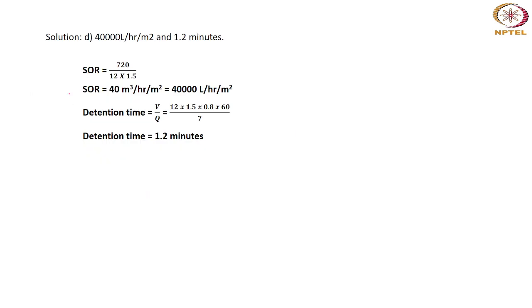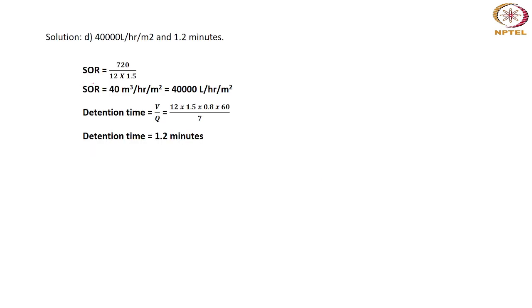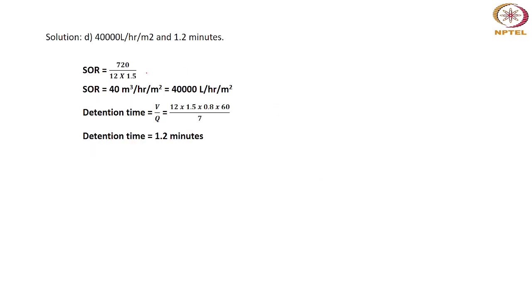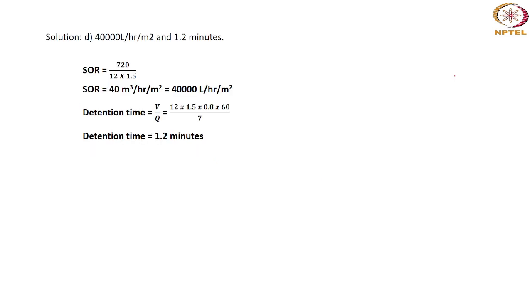So first we need to calculate the surface overflow rate. So it is nothing but 720. 720 was the flow rate, 720 meter cube per hour, divided by your dimensions L and B, right? That's how we calculate the surface overflow rate. So this is 12 meter and 1.5 meter.